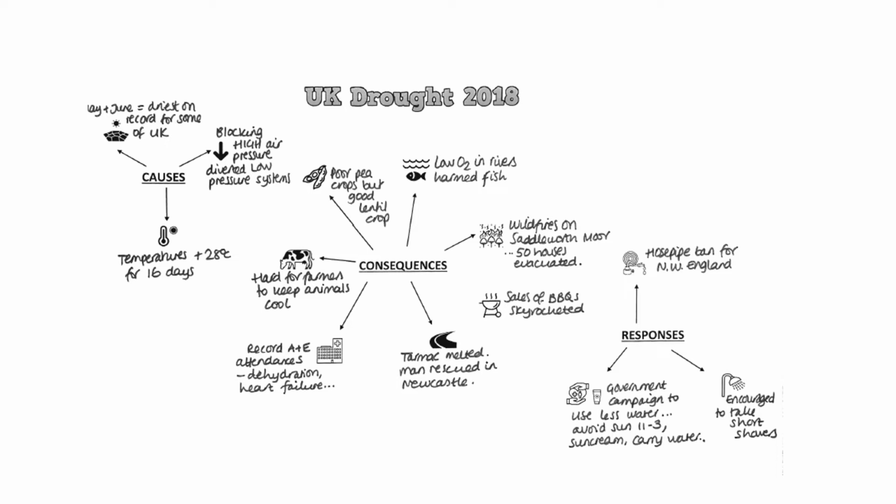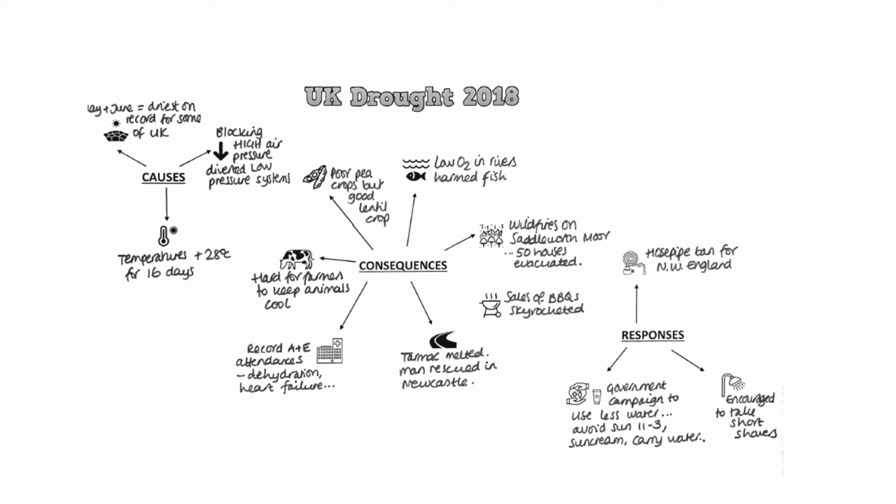Sales of barbecues went through the roof and those businesses did really well. There were wildfires on Saddleworth Moor and lots of people had to be evacuated and the air quality was very poor for a period of time, as well as low oxygen levels in the rivers, which harmed the fish.